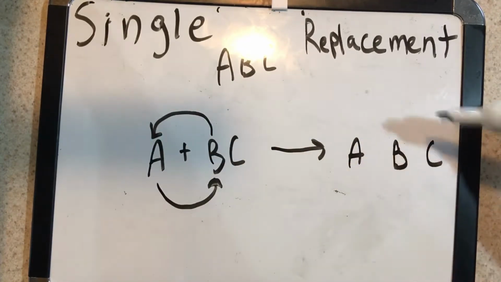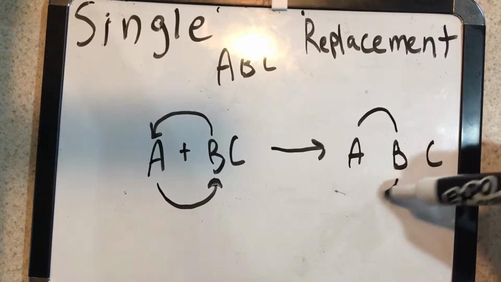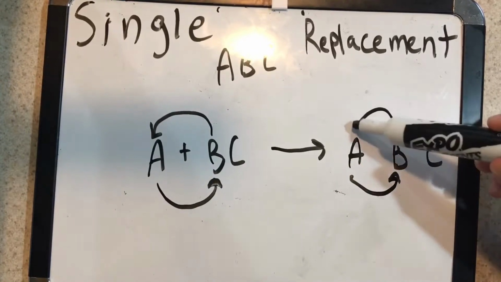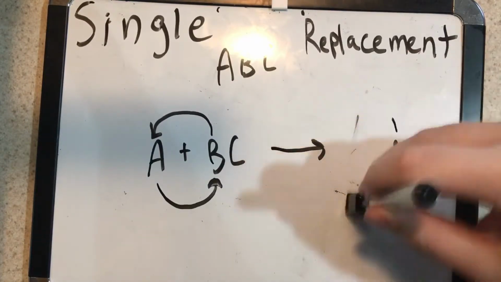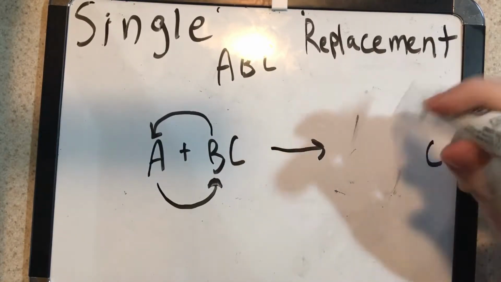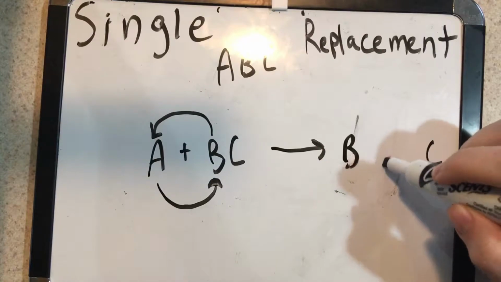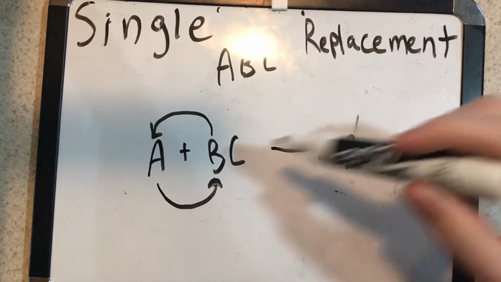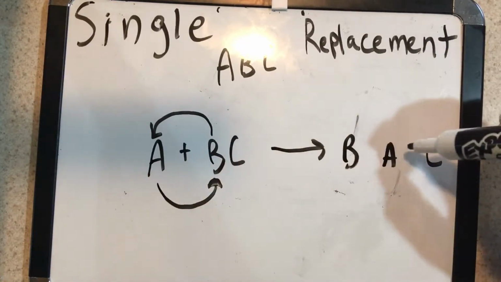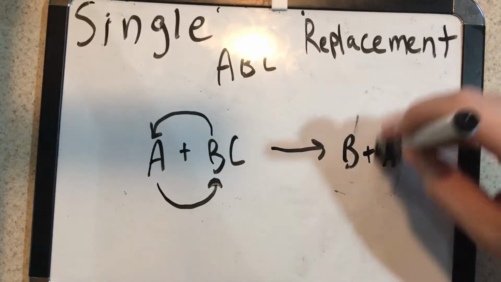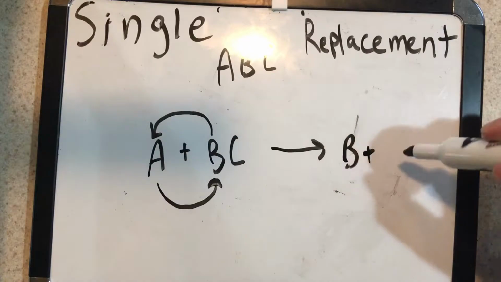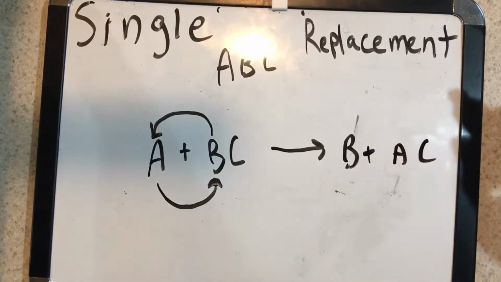So here we have A, B, and C. So this and this would flip positions like this. So this would be rewritten as B, A, and C, in which A and C would become the same and B would be alone. So the products would be B plus AC.